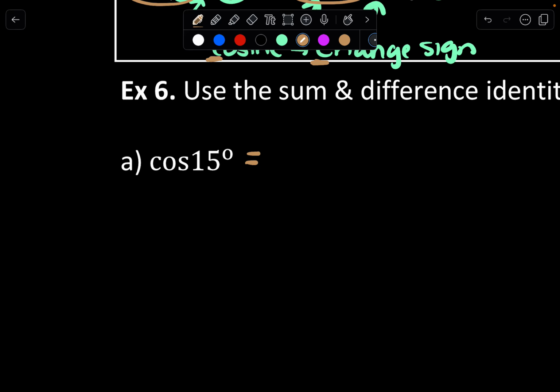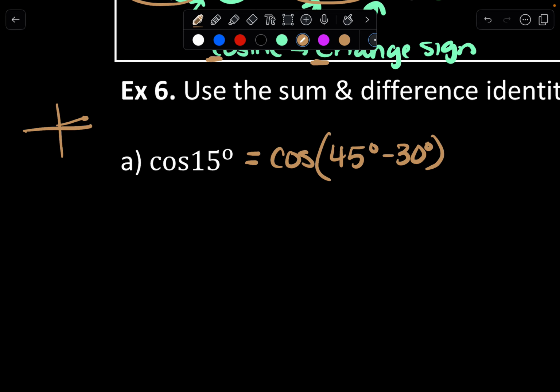Well, 15 is smaller than the smallest standard angle that we have on the unit circle. The smallest one besides 0 is pi over 6 or 30 degrees, all right? So I'm going to have to use some subtraction. So let's do cosine of 45 degrees minus 30 degrees, okay? Now, if this was cosine of 30 degrees, we wouldn't need to expand it.